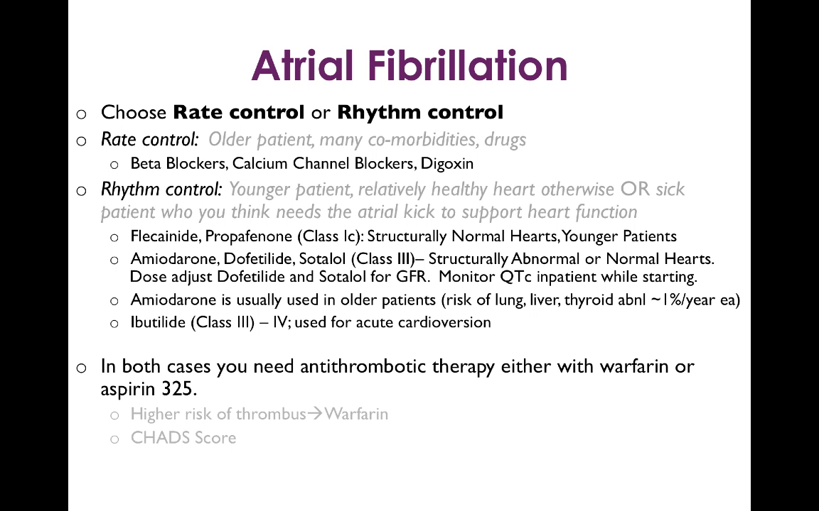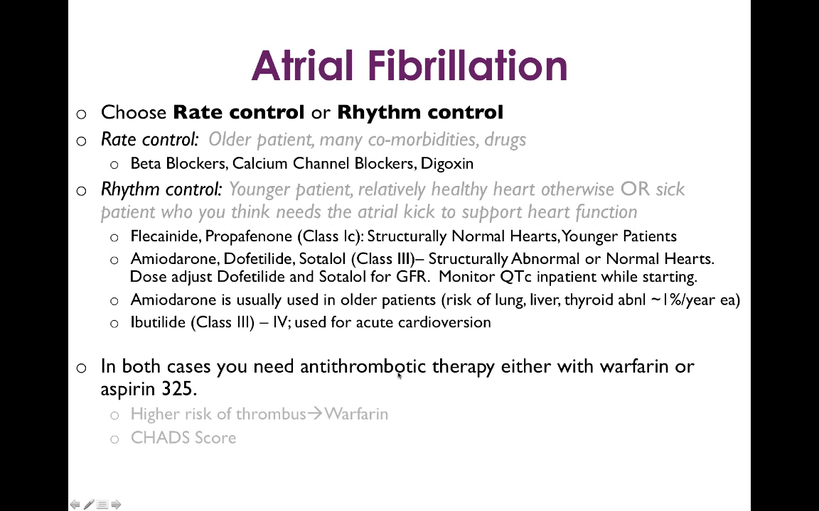Amiodarone is highly effective, so we like to use it, but it's usually just used in older patients, let's say patients who are 65 or 70 or older, because there is a pretty high risk of relatively severe lung, liver, or thyroid toxicities. We generally quote patients about a 1% per year risk of each of these abnormalities. So this is not a therapy that you'd want to commit a, let's say, 40-year-old patient to. And among these drugs, ibutilide is the IV medication, and it's just used for acute cardioversion of atrial fibrillation. It's a class 3 antiarrhythmic.